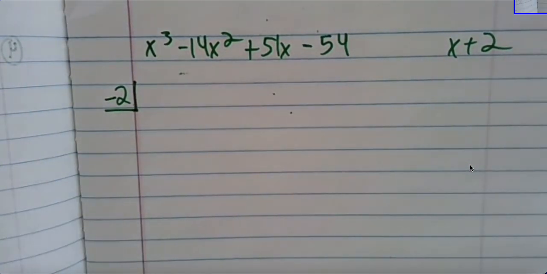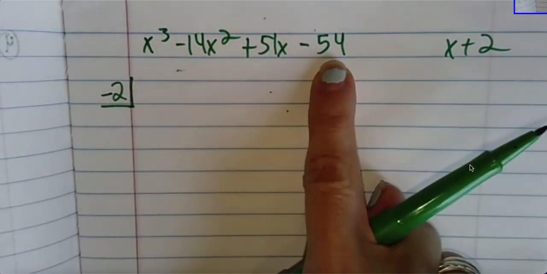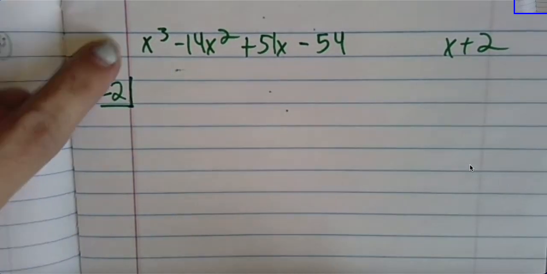Then they want us to bring down all of our coefficients. What's a coefficient? The number in front of each variable, or in each little term here. They want us to bring them down. So what's my first number?